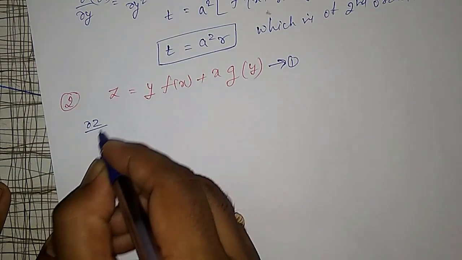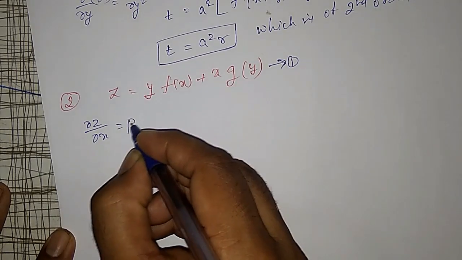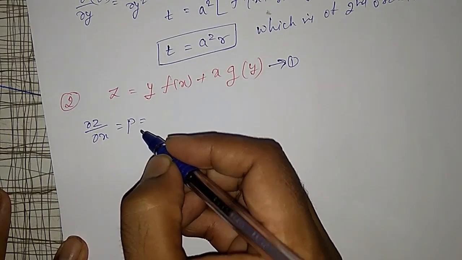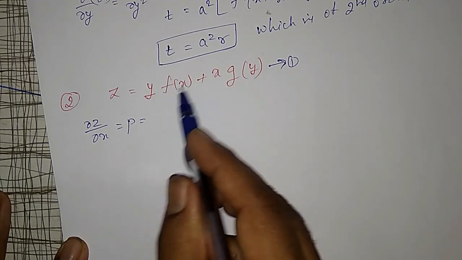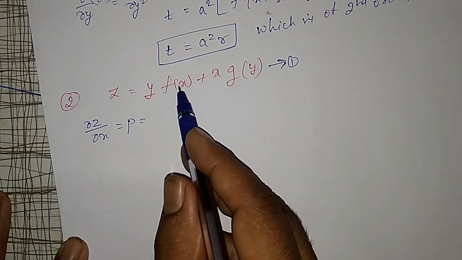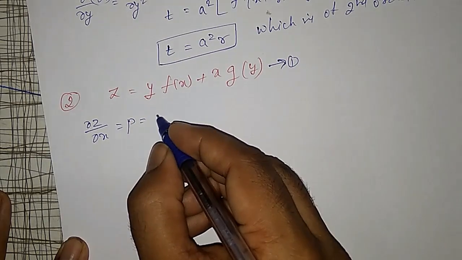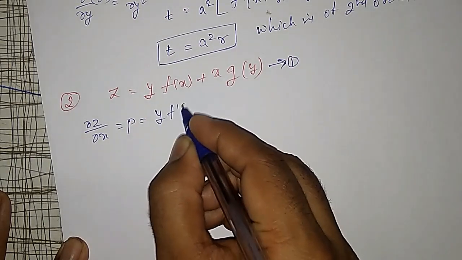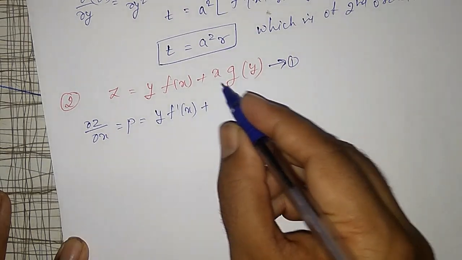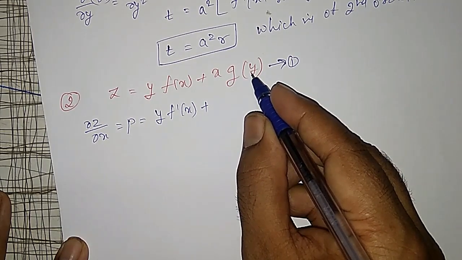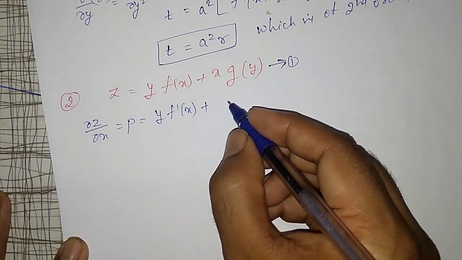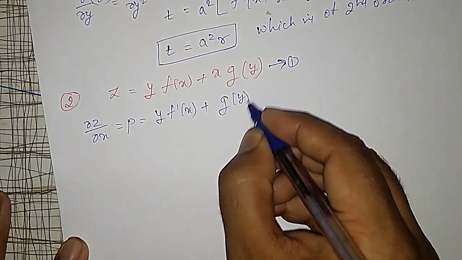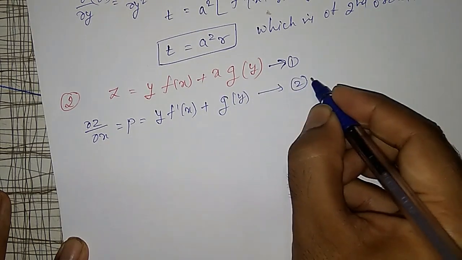Therefore dou z by dou x equal to p equal to, differentiating with respect to x, y into f of x. This is a function of x and it is y. No need to apply the product rule. I will write it as y into f dash of x plus x into g of y. G of y is constant, the partial differential of x is 1. Therefore g of y. Let me call it equation number 2.